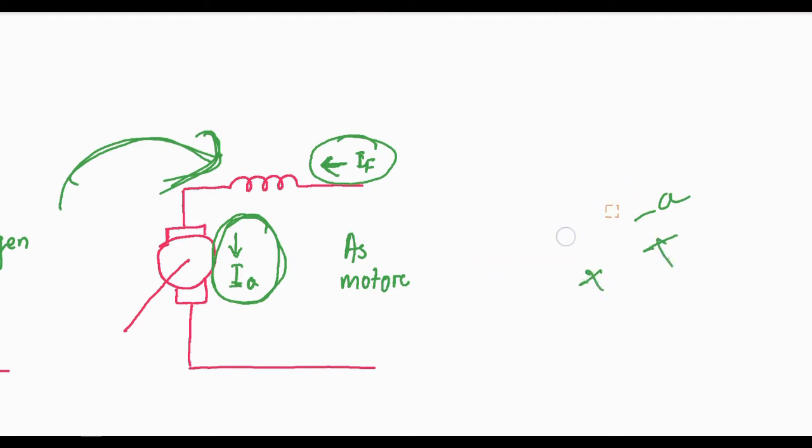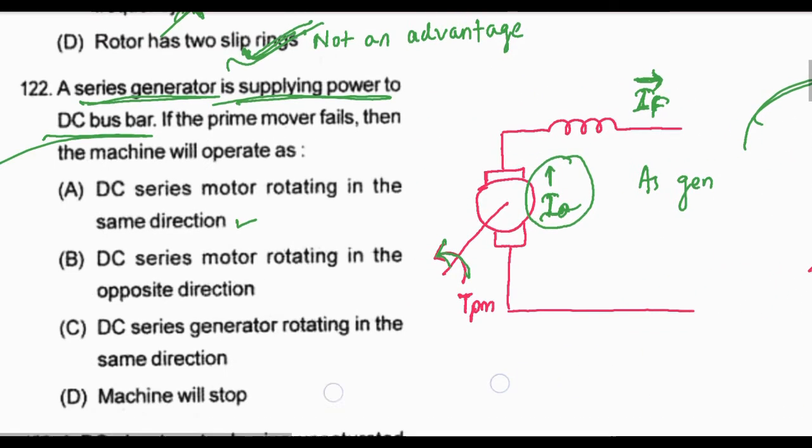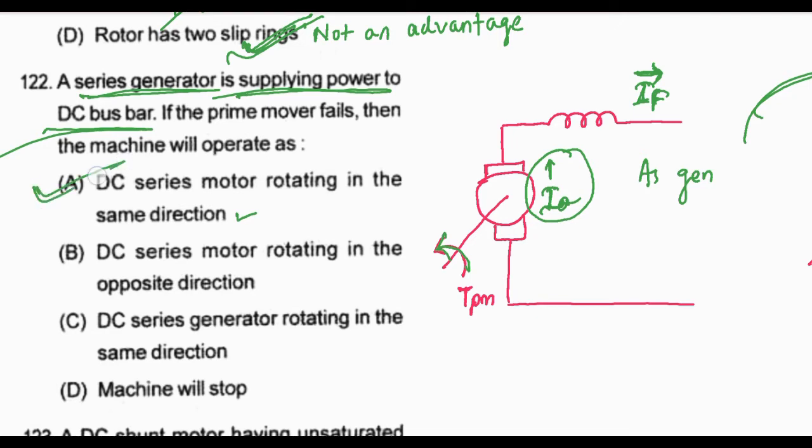So as both IF, that is the field current, and the armature current are changing in the same way, the rotation will remain in the same direction as before. That means as it was running as a generator, the rotation will be the same, but it will act as a motor. Rotation direction will not change. So option A is the correct answer, that means DC series motor rotating in the same direction as the generator.